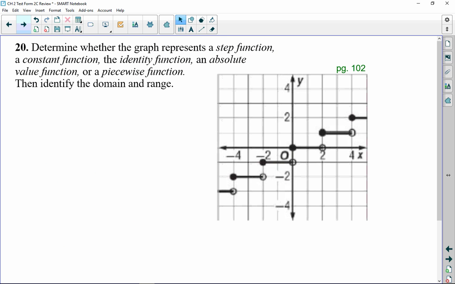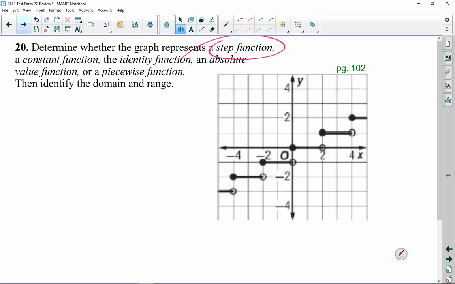Okay, page 102 in your textbook will help you answer these. What does that look like? It's increasing. Looks like steps, doesn't it? Okay, so determine whether the graph represents a step function, constant function, identity function, absolute value, or piecewise. Step function.